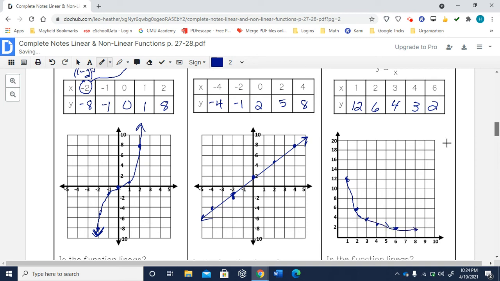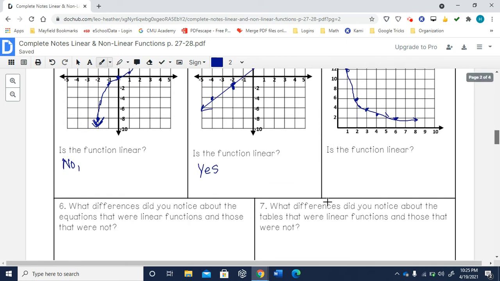If you use a tablet at all, I recommend Kami instead of DocHub. I like DocHub for remote typing and lines, but not necessarily for writing with a pen. Is this function linear? The answer to that is no.